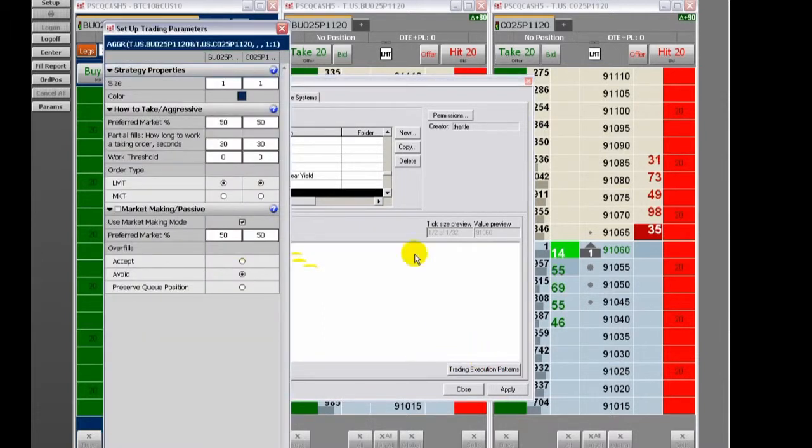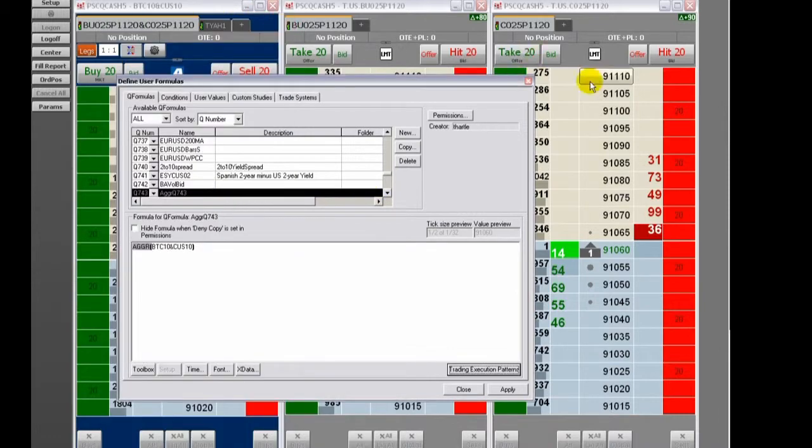Enjoy the latest in CQG integrated client.